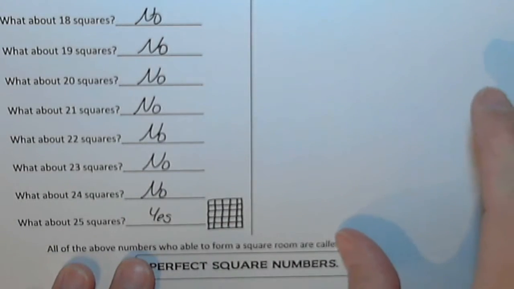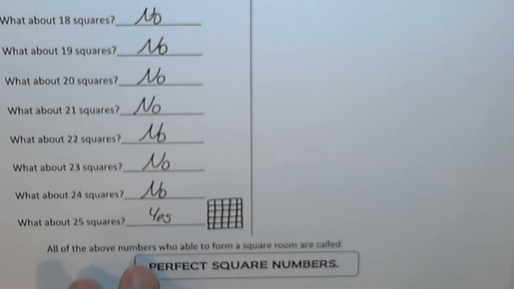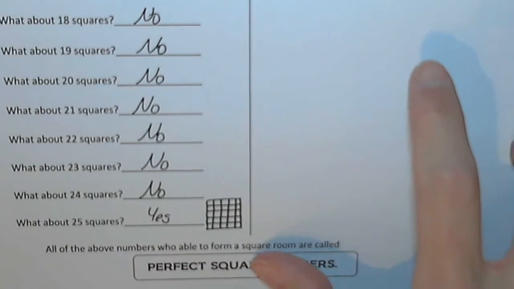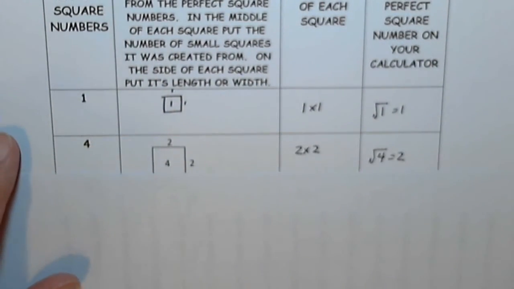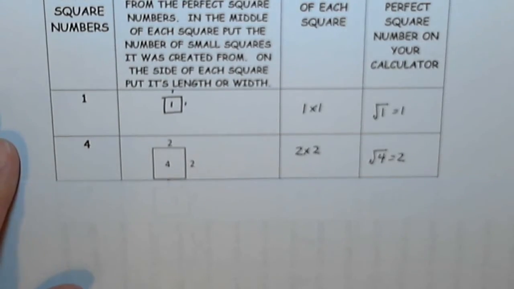What I need you to do is turn to the next page and start on it. You're going to pause this video to finish the actual page. What you should see on the next page is a table that you're supposed to fill in, and we'll do the first two together.